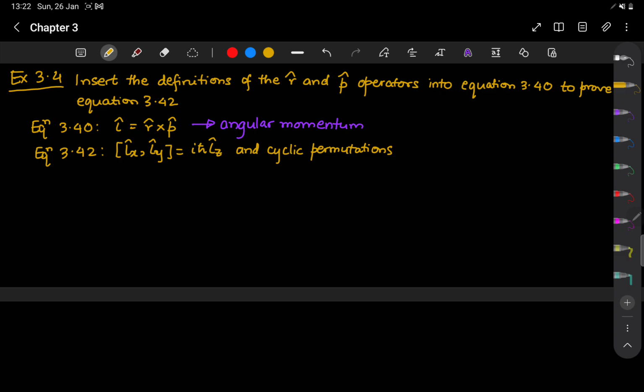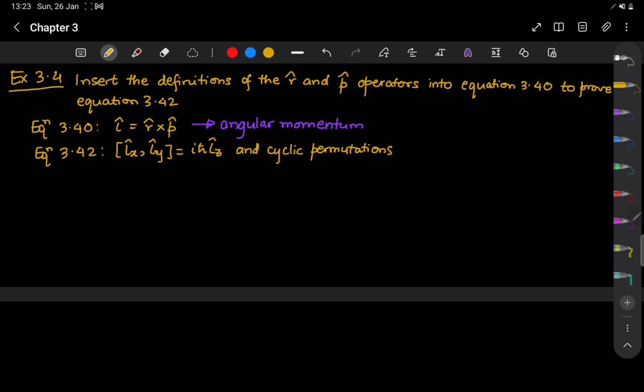So here I have written down the equations. Equation 3.40 is the definition of the angular momentum operator, which is completely analogous to angular momentum of classical mechanics. And equation 3.42 is a commutation relation of the components of the angular momentum operator. So the commutator of Lx operator and Ly operator is equal to iħ Lz operator, and similar cyclic permutations.